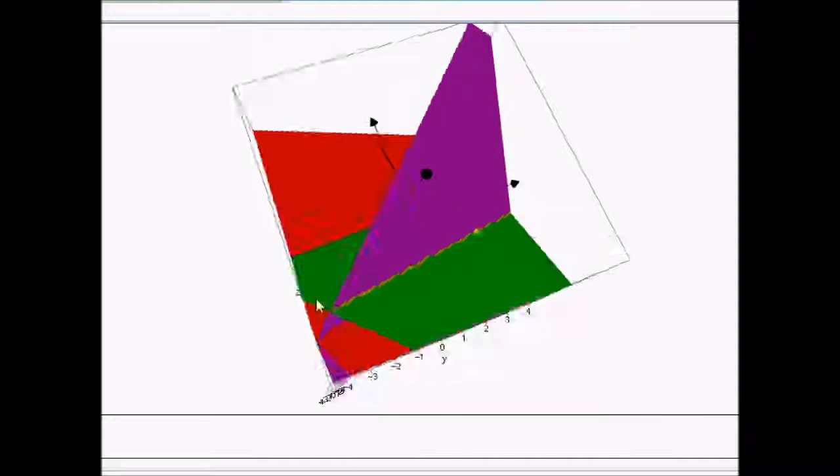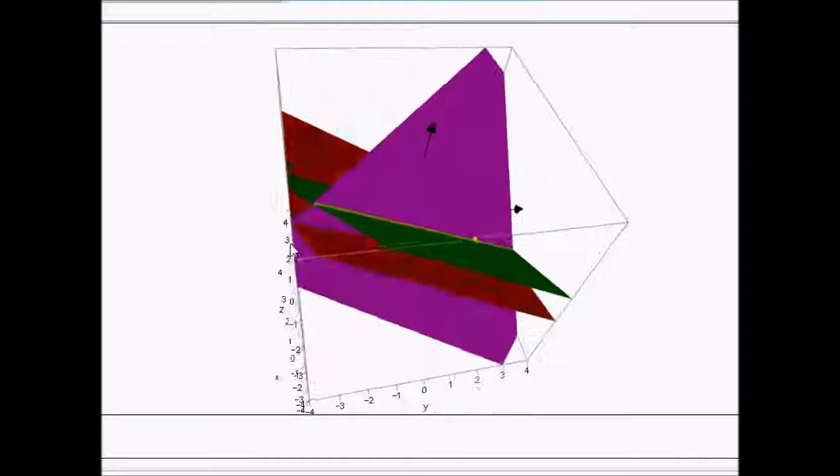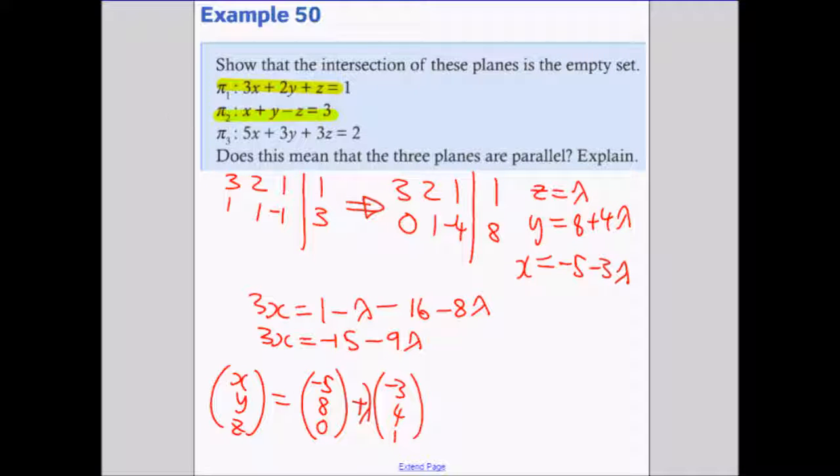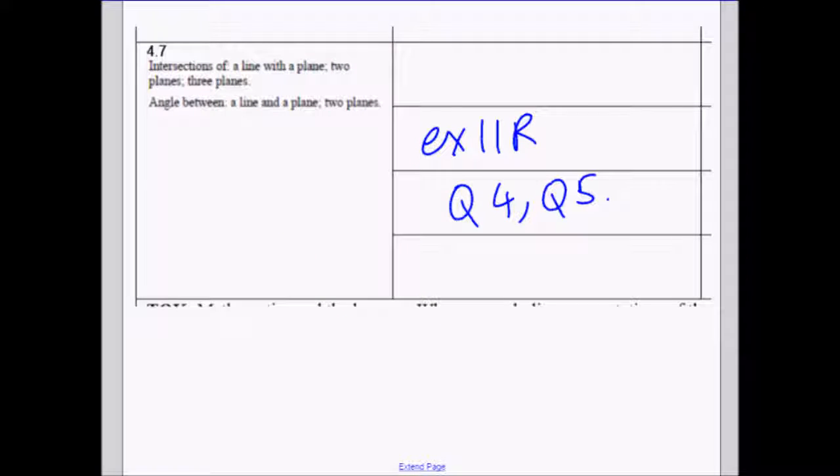I will email this to you. You can try to fill in the other lines of intersection. And now you can also do this homework.